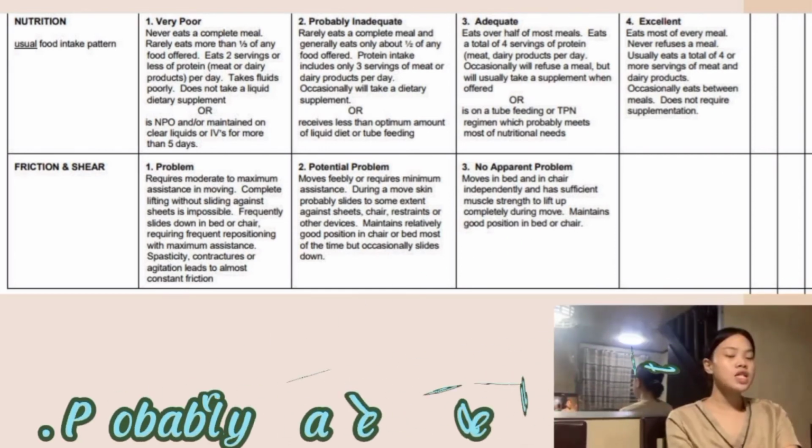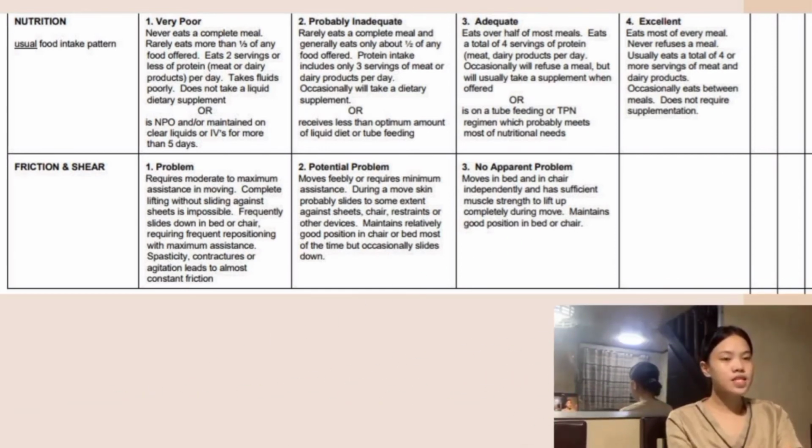A score of 2 indicates probably inadequate: rarely eats a complete meal or generally eats about half of any food offered. Protein intake includes 3 servings of meat or dairy products. Occasionally will take dietary supplements or receive less than the optimum amount of liquid diet or tube feeding.